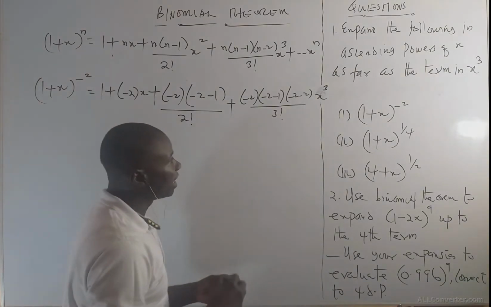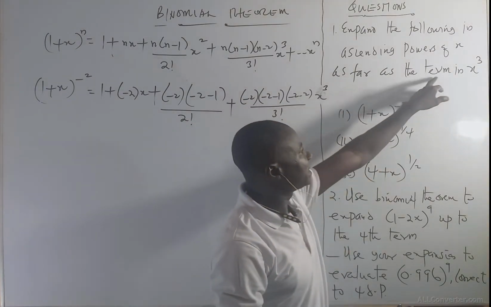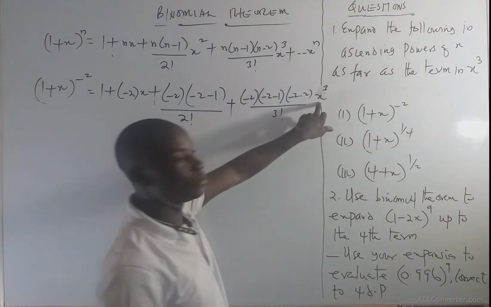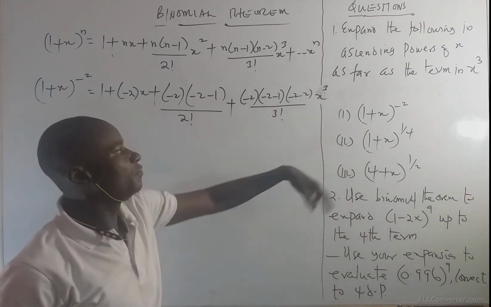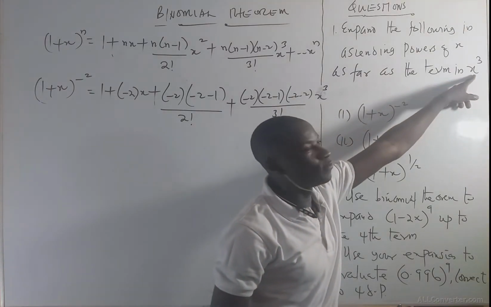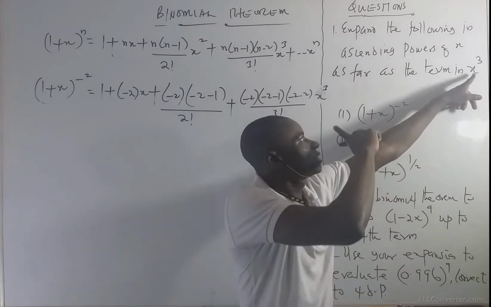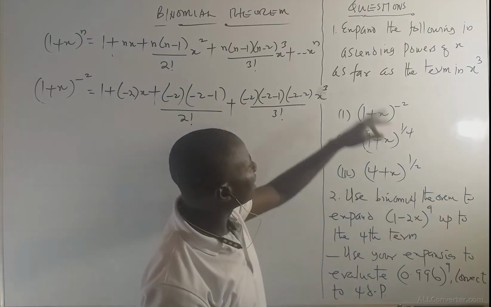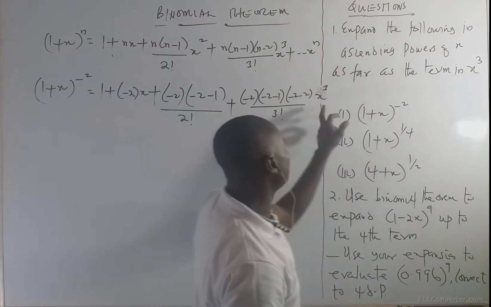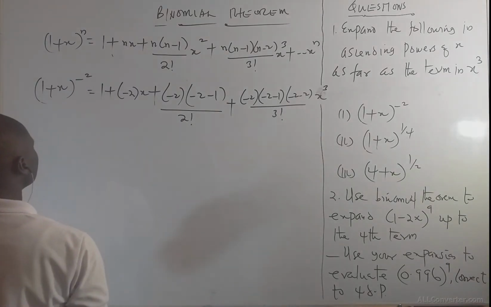Don't forget that we are asked to expand as far as the term in x cubed. So when we get to the x cubed term, we have to stop. If it was the term in x exponent 4, then it means we have to continue. But from the question, we are supposed to expand as far as the term in x cubed. So when we get to the x cubed term, then we stop.